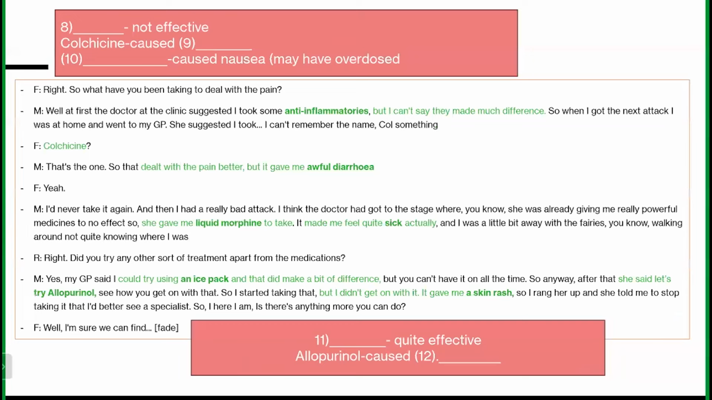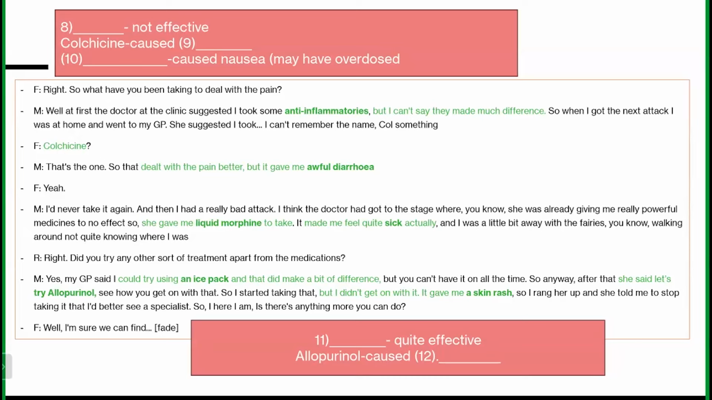And then the eighth one: you can see first I took anti-inflammatories, but I can't say they made much difference. So they have changed the medication. He doesn't know the medication name, so he is just giving you the hint "cold." Cold means now your answer is going to come. What is your answer? Awful diarrhea. You can see "awful." Awful is something he is expressing, an adjective to express how the diarrhea is. So if you are not writing awful, it doesn't matter, but your answer should have been diarrhea.